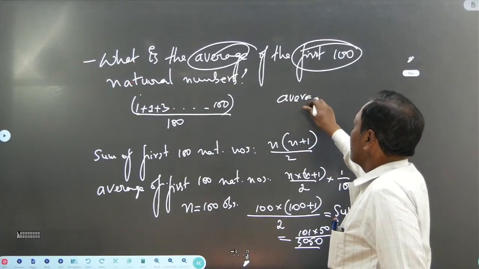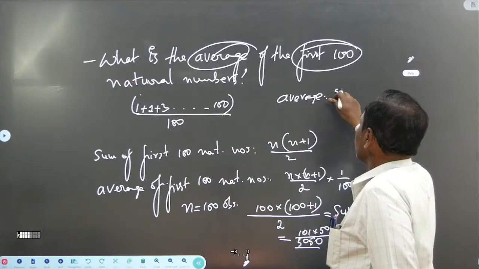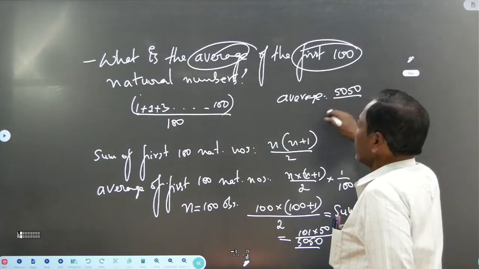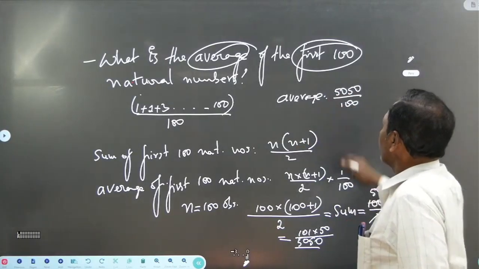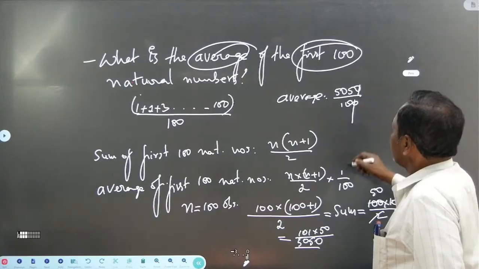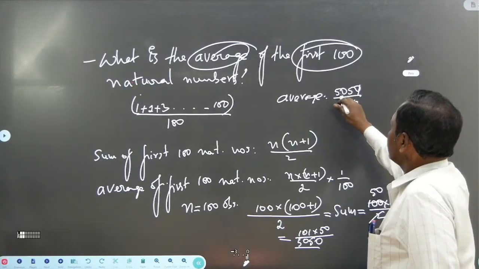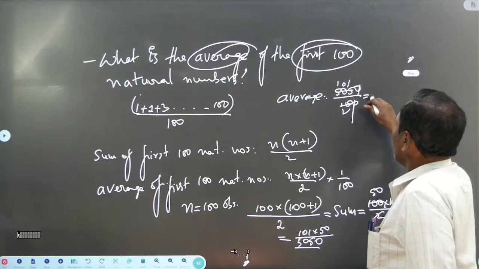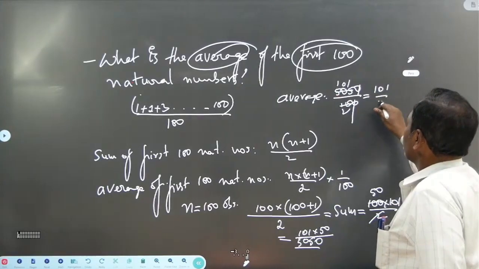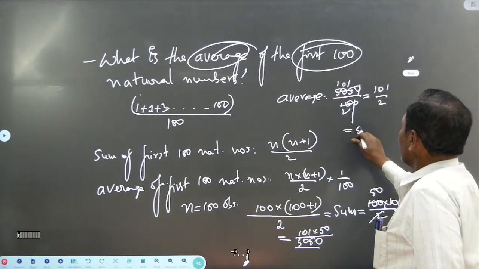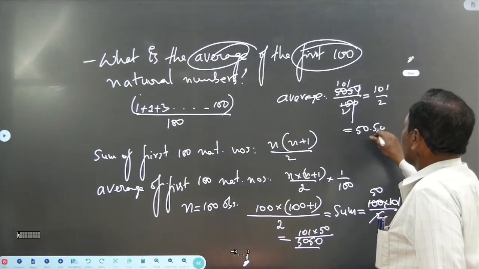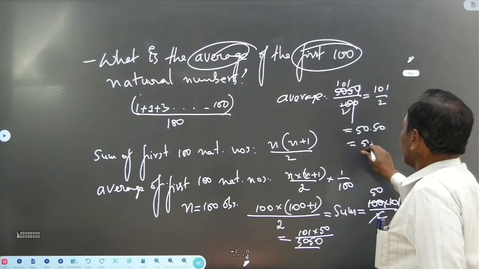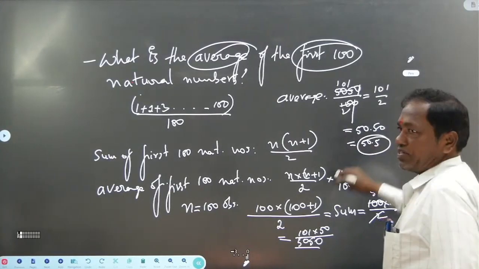Average is 5050 by 100. So the 0 0 gets cancelled here, and 5 2s, 5 1s like that. So 101 by 2 you will get, 50.5. This is the average.